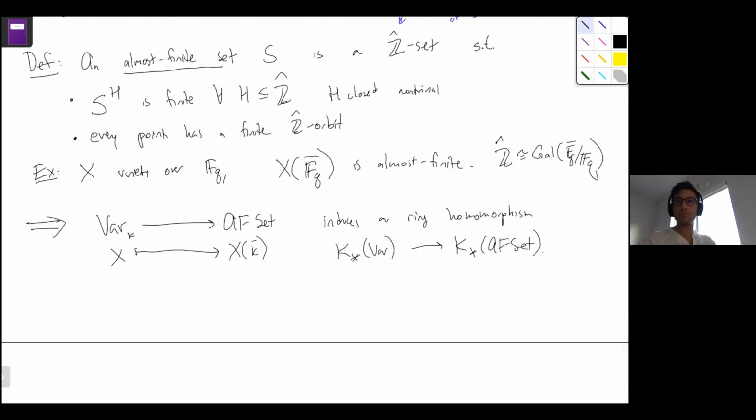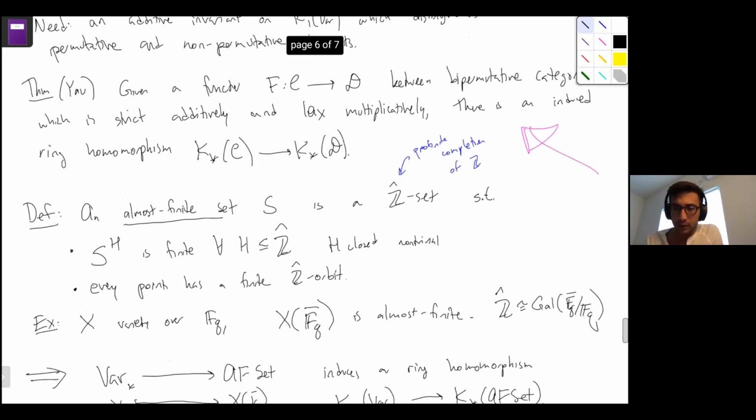Okay, sorry, can I just ask briefly about that theorem? You're taking K-theory of a bipermutative category. That just means a group completion type of thing, like direct sum, like a Segal construction. Okay. And is Var one of those?